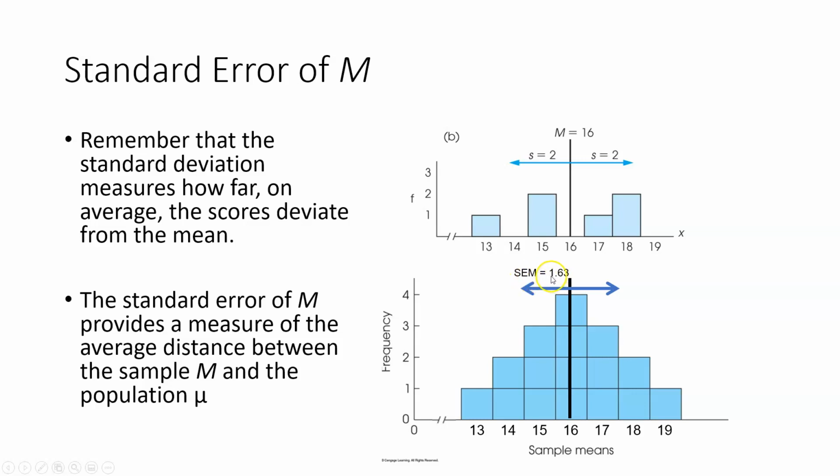The answer to that question is 1.63. That's how far away they are, typically on average. So this sample mean right here falls 1 point away from the population mean. It's 15, the population mean is 16. This score over here falls 2 points away. This score over here falls 3 points away. But on average, if I were to compute all of them, they would typically fall 1.63 units away from the population mean of 16.